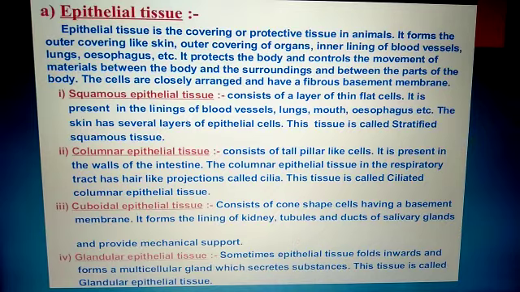Glandular epithelial tissue. Sometimes epithelial tissue folds inward and forms multicellular glands which secrete substances. Simply put, glandular epithelial tissue behaves as a gland, and we know that glands release some specific secretions. They can release enzymes, they can release hormones, depending upon their function. This is all about epithelial tissue.